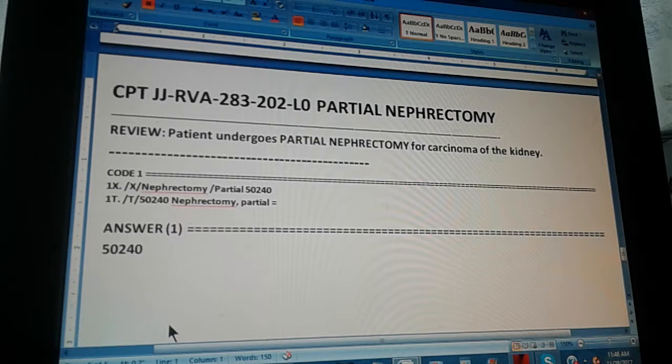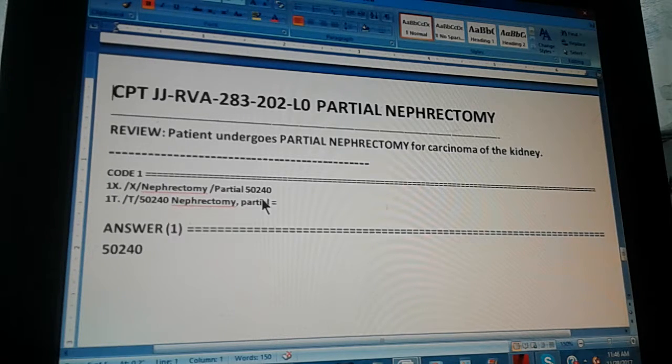All right, this is the summary of the problem. Okay, after the JJ code, there are the keywords, which are partial nephrectomy, and it's a review section of the book, and the text reads, the patient undergoes a partial nephrectomy for carcinoma of the kidney. Okay, there's only one code, and this code through the index is found like this. First you go to the index. You start with nephrectomy. Go to the letter N and look for nephrectomy, and then from the subcategories, you choose what? Partial, because it says right there, right? Partial nephrectomy. So it can't be easier than that.